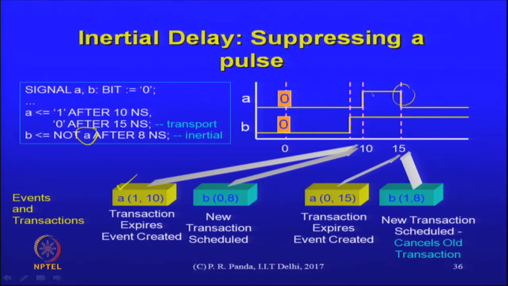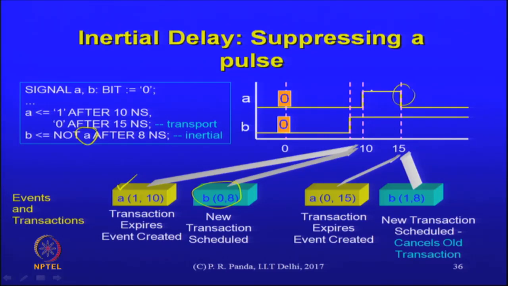Okay. So, I have a B 0 at 8, that is because the new value of A is 1, a value of 0 is computed for B, and that is my new transaction B 0 at 8. Okay, it will be processed whenever its time comes. So, since our current time is 10, the scheduled time for its processing is at 18.